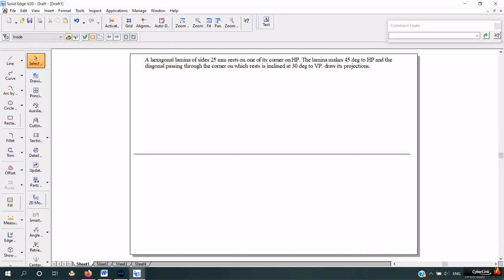Now first check what is the given plane here. It is a hexagonal lamina of sides 25 mm resting on HP. So how is it resting? It is resting with one of its corners. So first construct a hexagon resting with a corner.